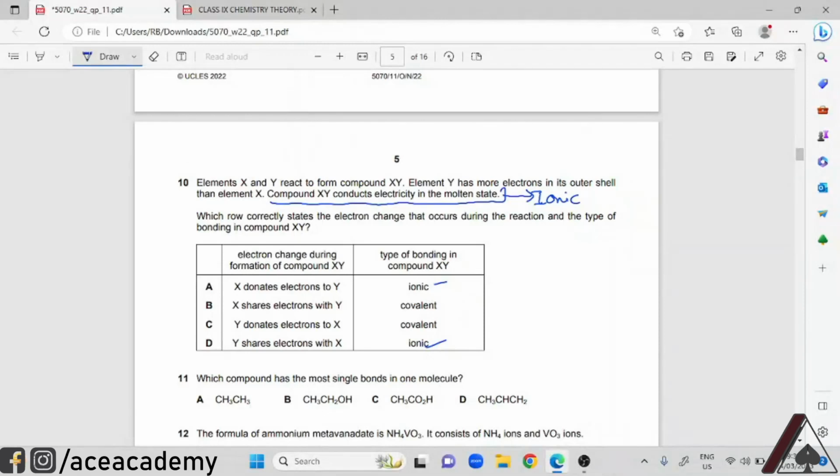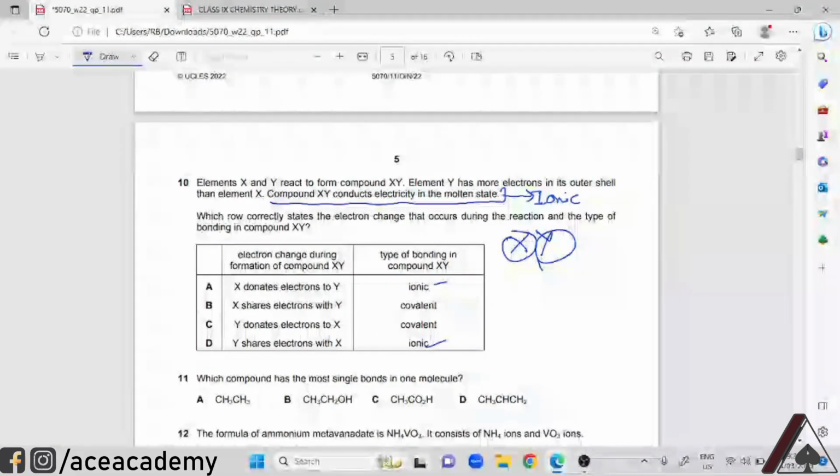In an ionic compound, we know that ionic compounds are written in a way that the metal is shown first and the non-metal second. So first we have the metal and then we have the non-metal. And ionic compounds are formed when metals and non-metals react. As a result, since X is represented before Y, we can be sure that X is a metal and Y is a non-metal. And X, being a metal, donates its electrons to Y. So X donates electrons to Y is the answer.